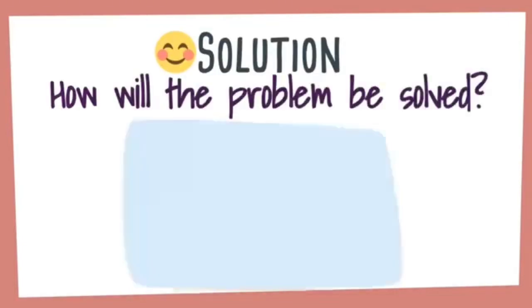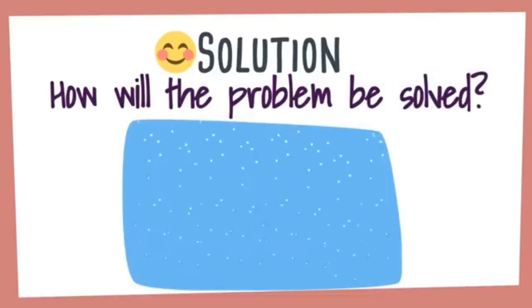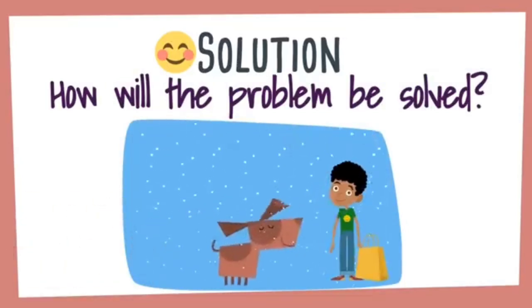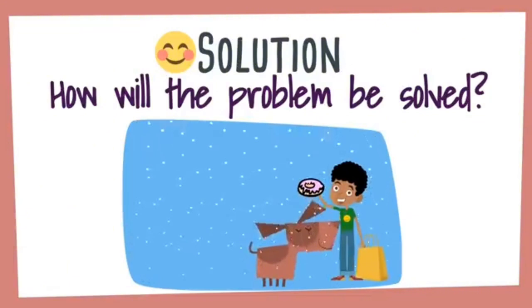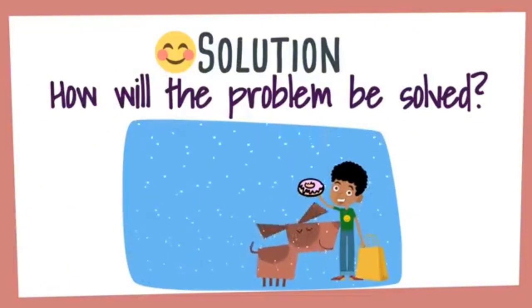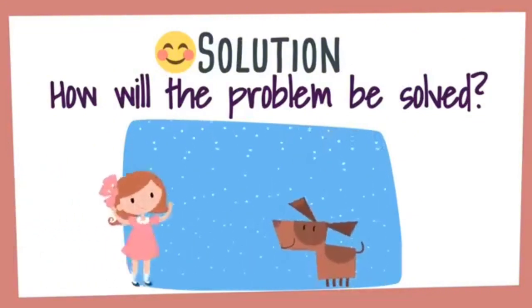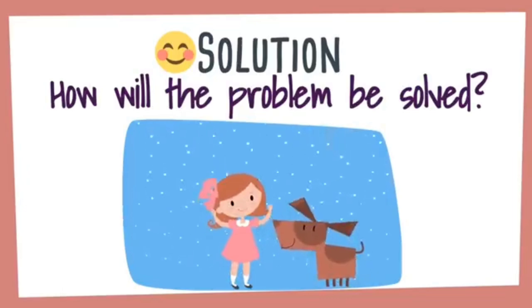Finally, I need a solution to the problem. How will that problem be solved in the end? Maybe a stranger will see Sam and he'll lure him with a piece of food from his grocery bag. And then Mary and Sam can go home to be warm and safe.